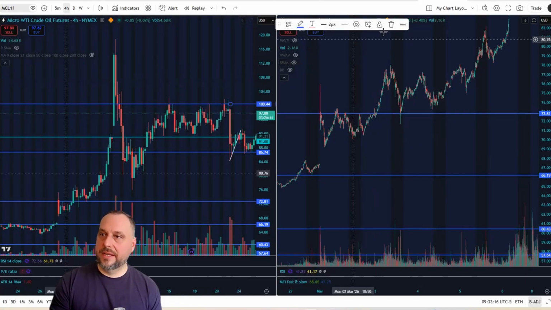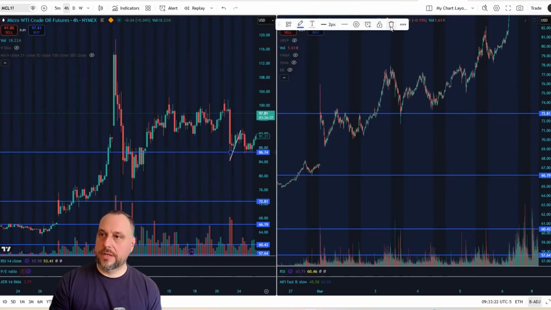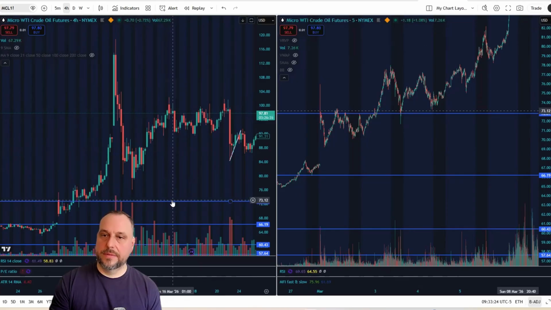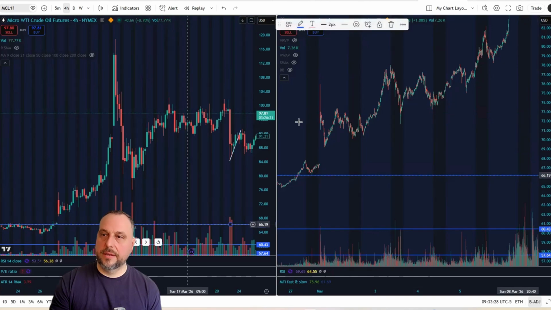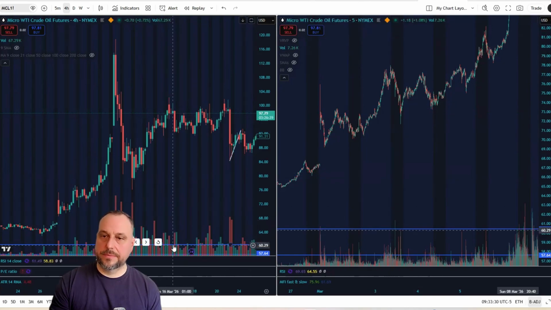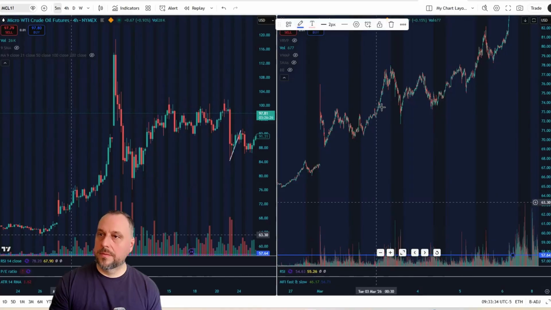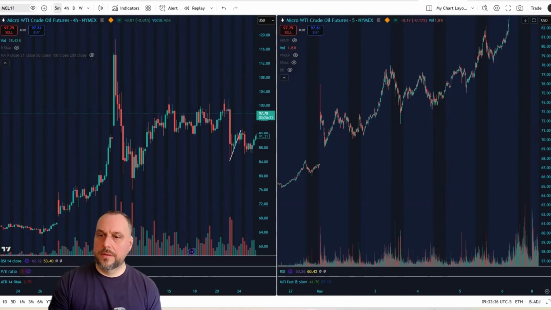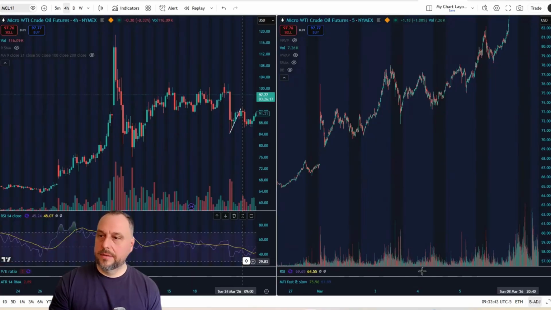I don't see anything in support and resistance that really jumps out to me. So let's try something different. Let's get rid of some of these lines, clean up the chart again, and just try something different. Okay, let's bring up RSI. RSI is a great indicator that's commonly used.